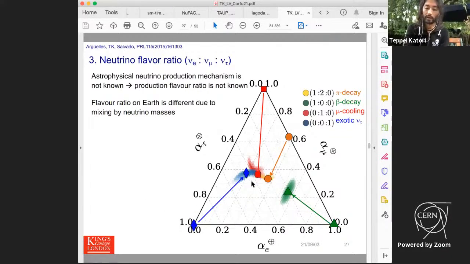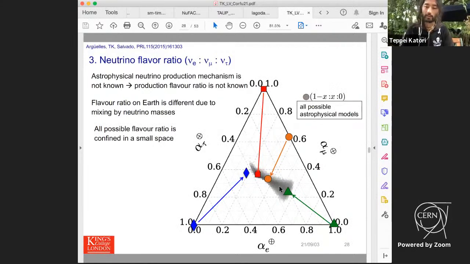If you combine all of them, this is the gray band. Now I ignore tau neutrino production models because no such model exists. So this gray band is the combination of any possible astrophysical models, which is a combination of electron neutrino and muon neutrino. What you notice is it's a really small area compared with the whole triangle. So if you see your flavor ratio on the Earth outside of this gray band, that is already interesting. That's already telling some new physics. Of course, we don't know if it's Lorentz violation or a local effect, who knows, but it's interesting.